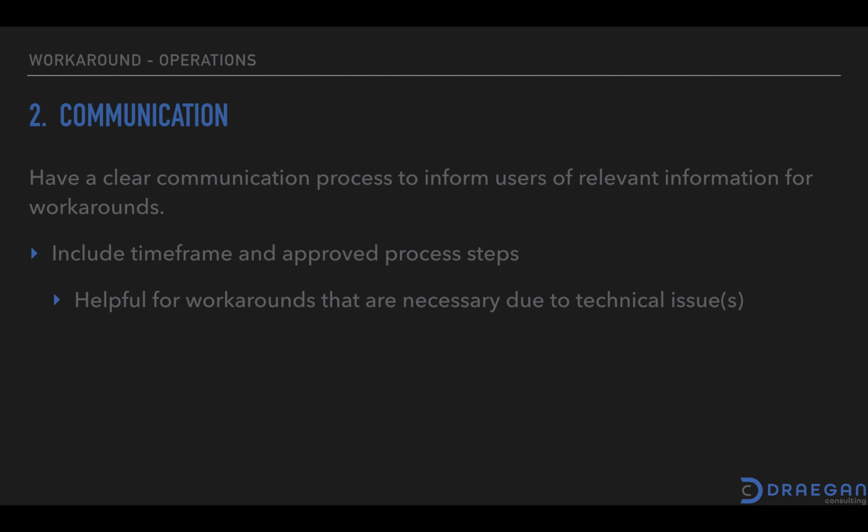Right in line with notification, you will want to set up a communication process. The communication process should inform users of relevant information that relates to workarounds. There are going to be times when a workaround is actually required or necessary due to system issues. Downtime, for example, requires workarounds to be put in place if system functionality isn't working, or if there are changes that need to be made and they're not quite done yet. There may be workarounds that you can use in the meantime.